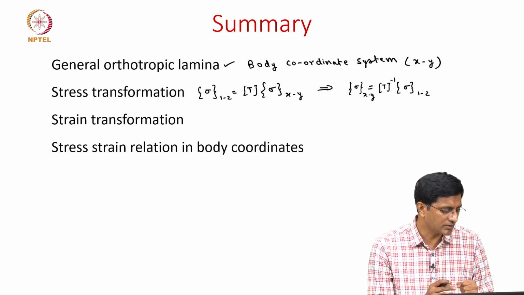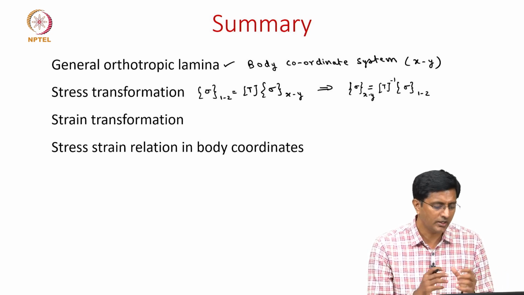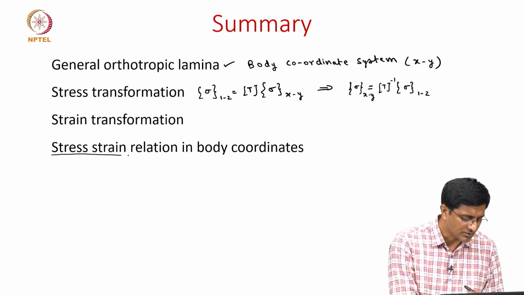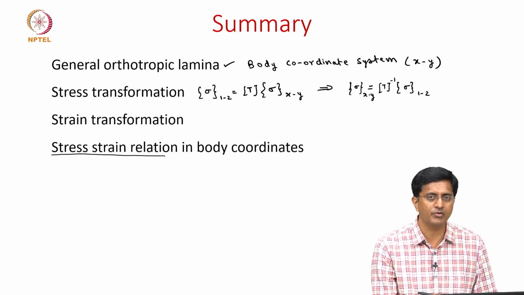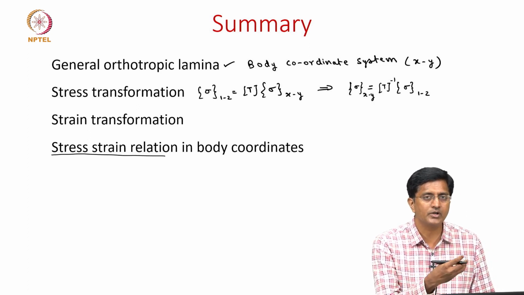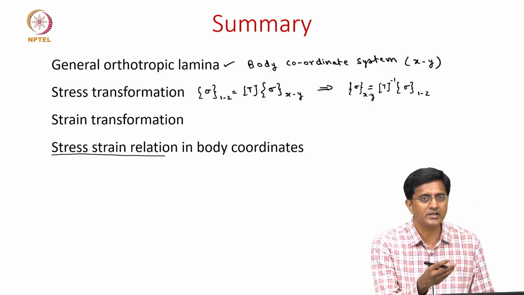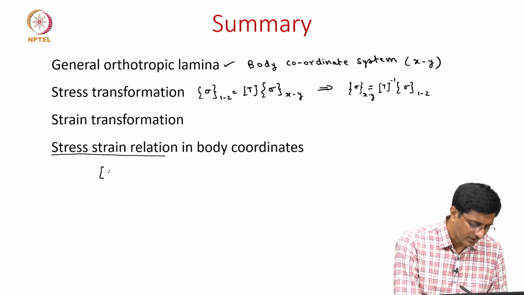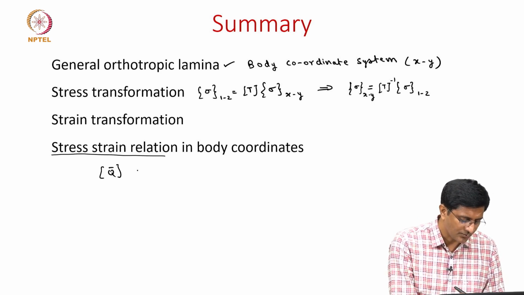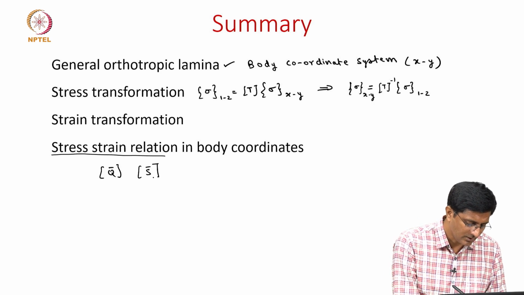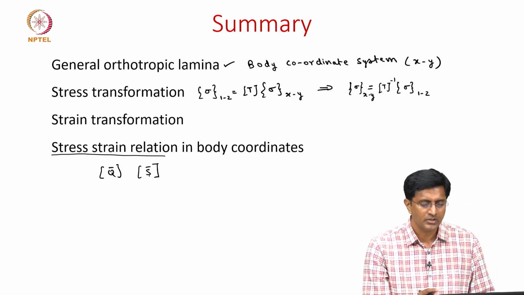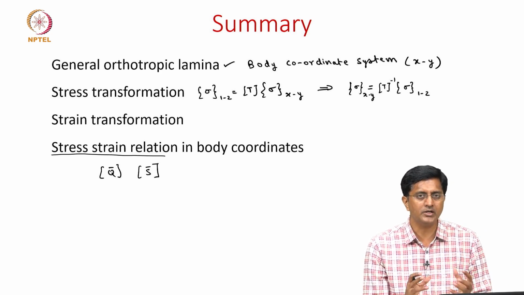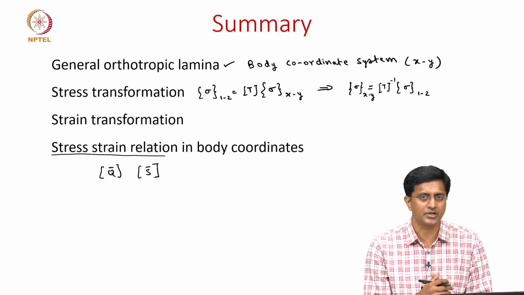But once we have looked at the stress and the strain transformation, we have taken advantage of it, and then we were able to derive the stress strain relations in the body coordinates. So, we were able to derive the transformed stiffness matrix as well as the transformed compliance matrix, which we define as Q dash is the transformed stiffness matrix and S dash is the transformed compliance matrix. So, with this we are in a good position to go from one coordinate system to the other in terms of stresses, strain and those relations.